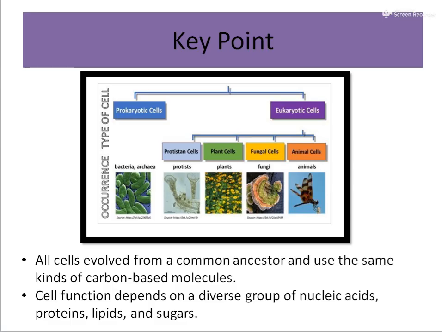So, what is the key point of all these? Let it be a prokaryotic cell or a eukaryotic cell, all these cells come from a common ancestor and they use the same kind of carbon-based molecules. But the cell function will diversify depending upon the presence of nucleic acids, proteins, lipids, and sugars present in it. All of these cells come from a common ancestor, and they all have the same organic molecules, but they play different roles in different cells, and they will get diversified.